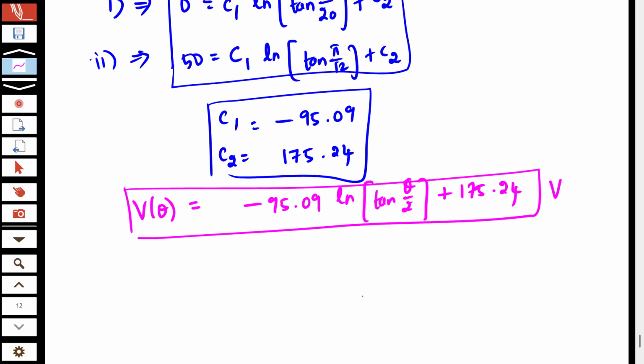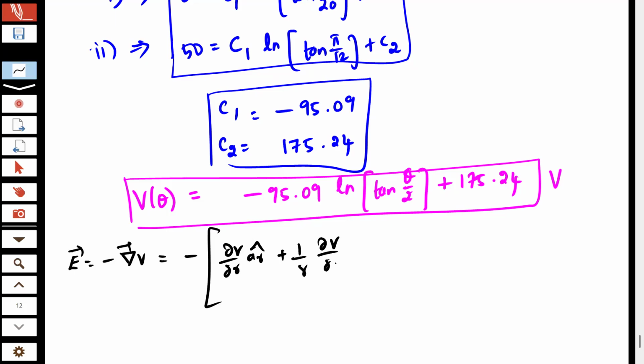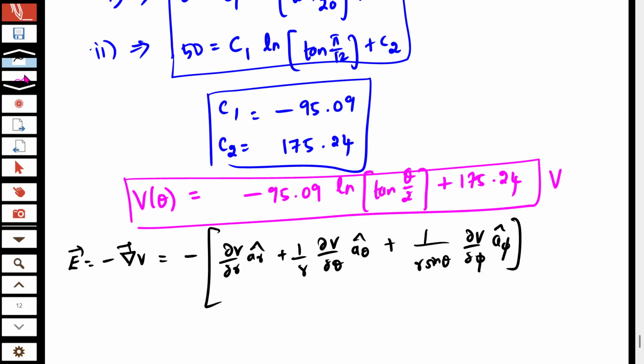Then we should find the electric field intensity. The electric field intensity is the negative potential gradient. We have to write the potential gradient formula in the spherical system, which is dou V by dou R A R cap plus 1 by R dou V by dou theta A theta cap plus 1 by R sine theta dou V by dou phi A phi cap. Here the given potential is only a function of theta. So differentiation with respect to R and phi will be 0. Only theta differentiation will be left.